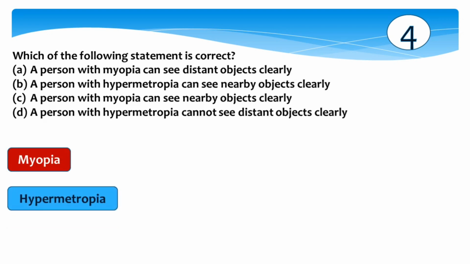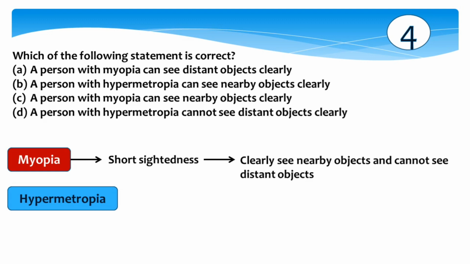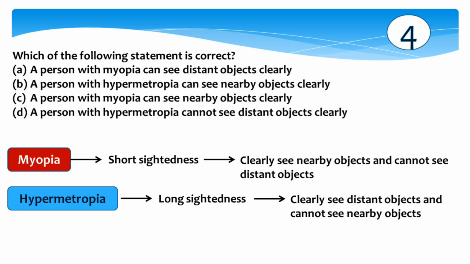Myopia means short-sightedness. The person can see nearby objects clearly but cannot see distant objects, whereas hypermetropia is long-sightedness, where the person can see far away objects clearly but cannot see nearby objects. So let's check the first statement. A person with myopia can see distant objects clearly. We can see that it is actually false, because a myopic eye can see only nearby objects clearly. So option A is not correct, or it is false.